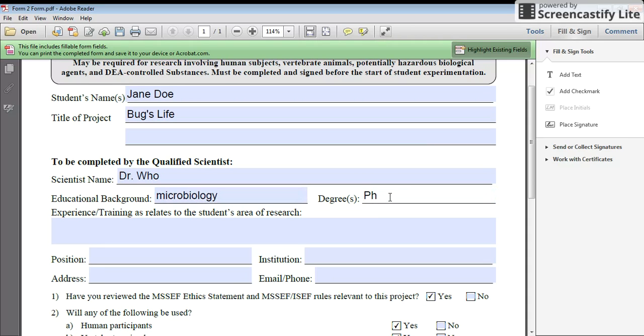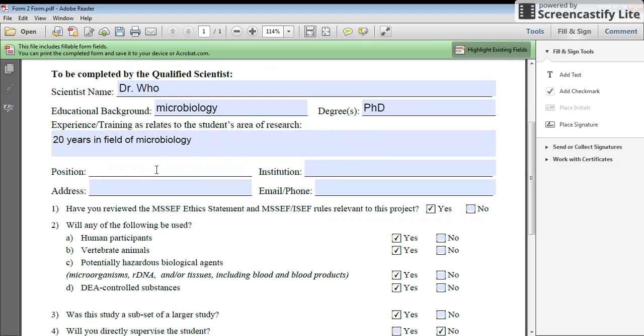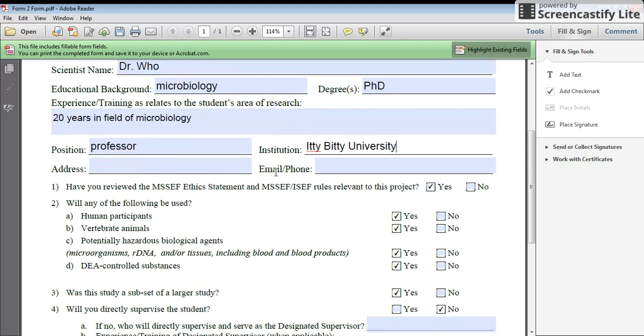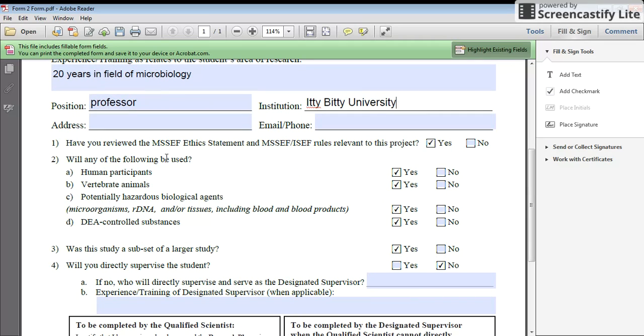Degrees. And under experience and training, I always recommend that they put down their years of experience. Their position in the institution in which they work. Address, email, and phone. Be sure that the email and phone are working in case you have questions about the student research as the student's working. You always want to be able to reach the supervisor.